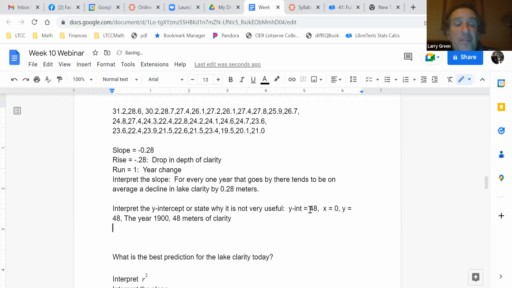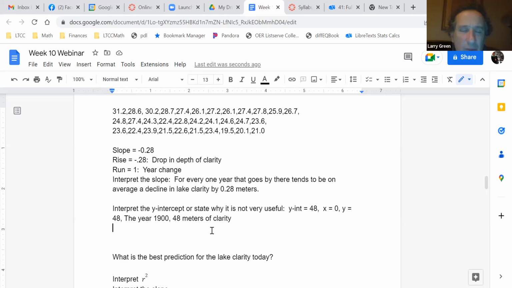So sometimes it helps to kind of slowly interpret and then get to the sentence. So write down what the y-intercept is, write down what x is, write down what y is, then write down what x is in words, then write down what y is in words, and then use a sentence.